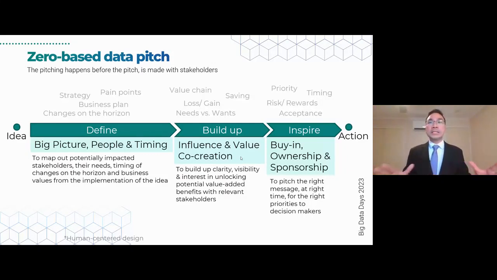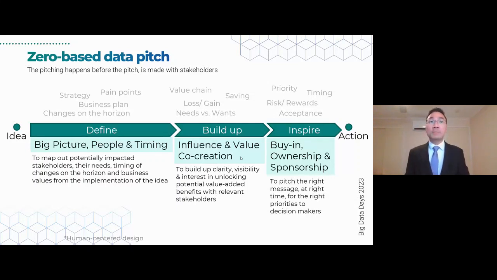Okay, so first, this is, for me, a framework of what I call zero-based data pitch. Before I get into those key points, I want to give you a little bit of context of why I came up with this name. The name zero-based data pitch uses a concept from finance.